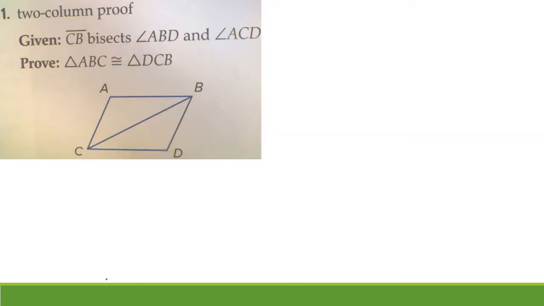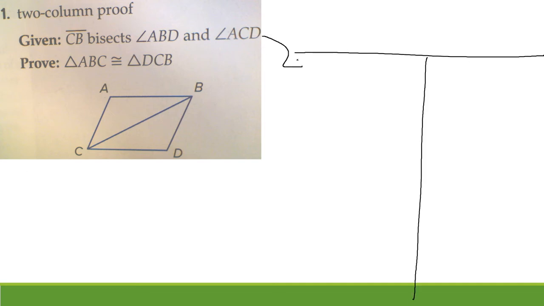Let's try one more here. So I'll draw my two columns here. Again, make that my given. All right. So we're given two bisectors. We're saying CB bisects both ABD and ACD.